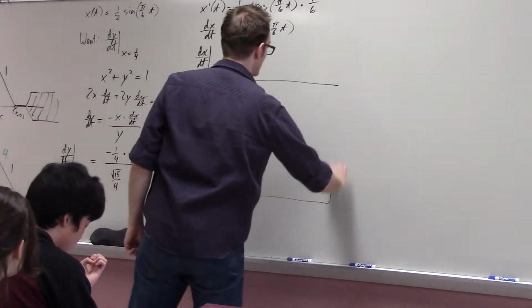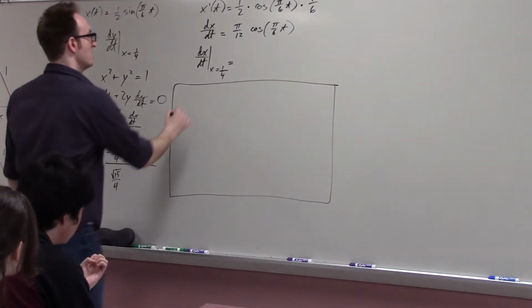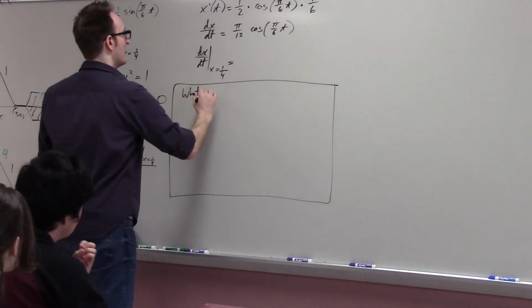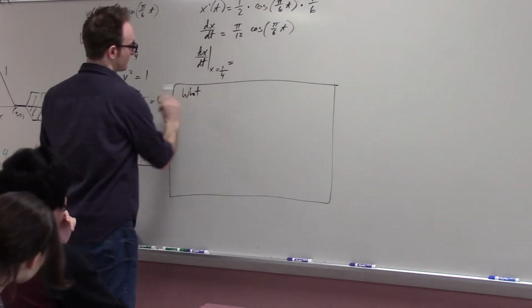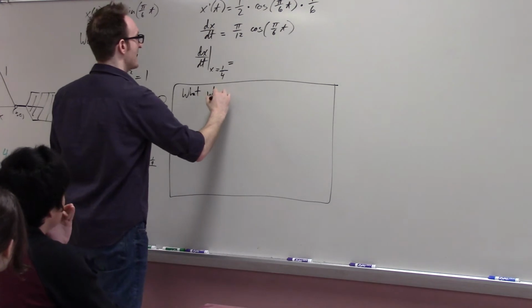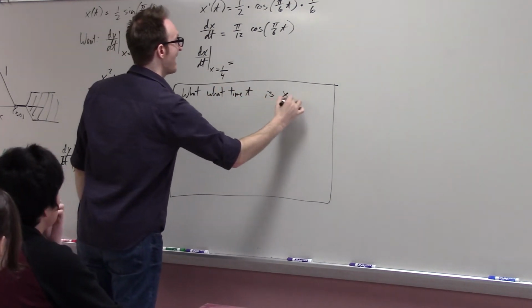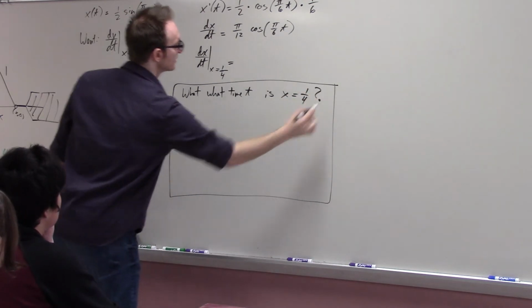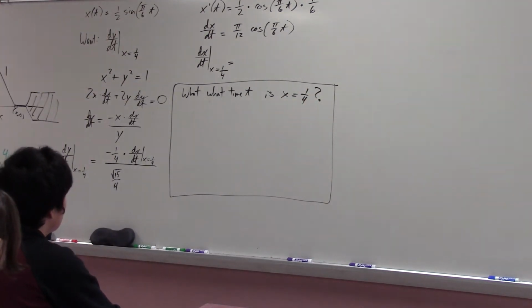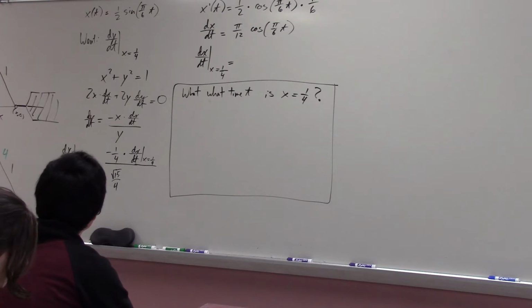So before I can finish this, I need to solve a kind of separate problem. And the separate problem I need to solve is, at what time t is x equal to 1/4? Someone see what I'm talking about? If I can figure out at what time x is 1/4, then I can plug that into the derivative formula to figure out what the speed of x is when x is 1/4.